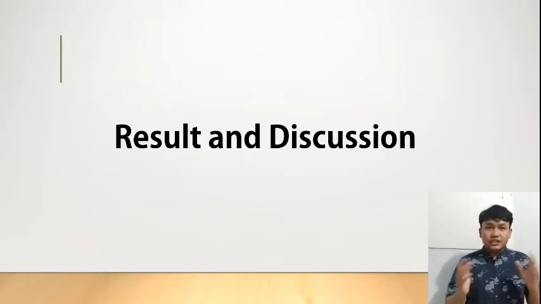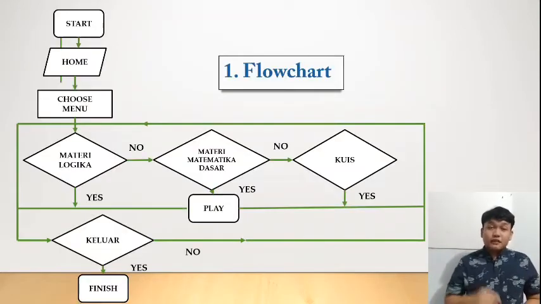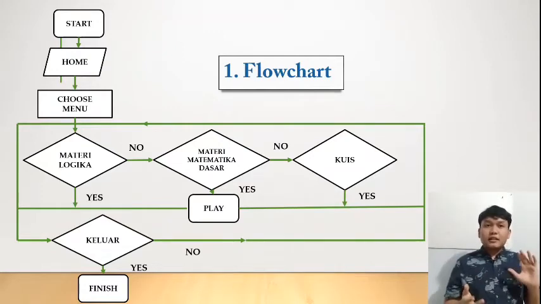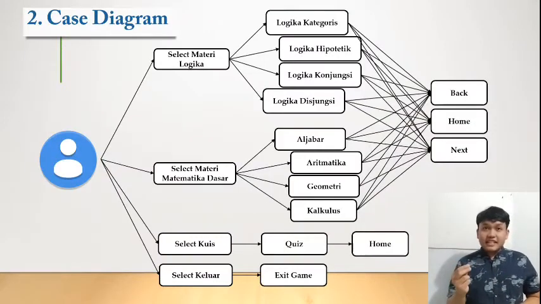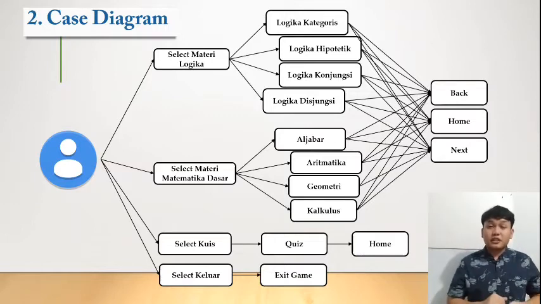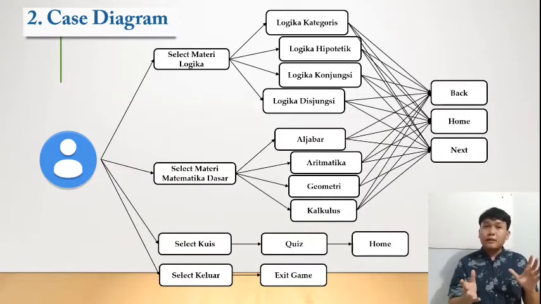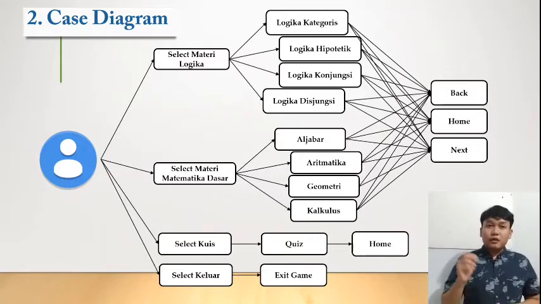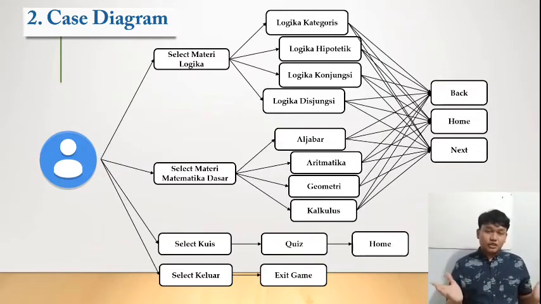And the next is result and discussion. First of all is the flowchart. A flowchart is a chart with certain symbols that describe the sequence of processes in detail in the application. You can see in this picture that the flowchart goes from start to finish. And the next is the use case diagram. A use case diagram is a representation of the interaction that occurs between the user and the buttons in this application. The use case diagram of the author's idea can be seen in this picture.